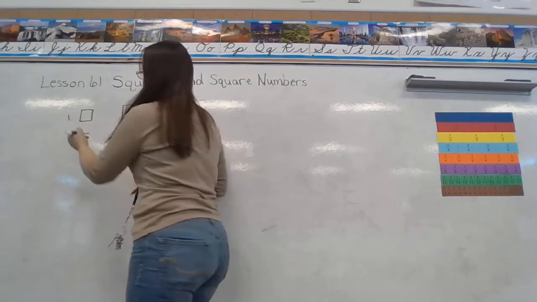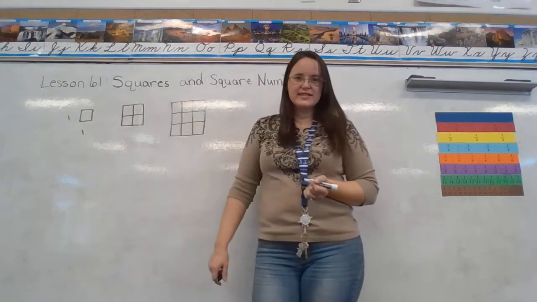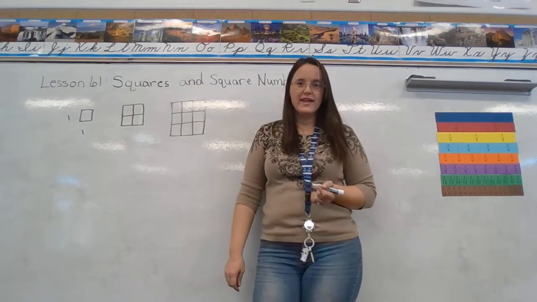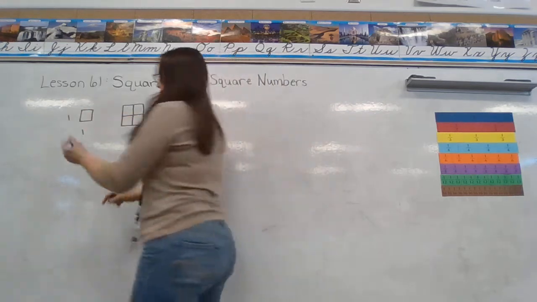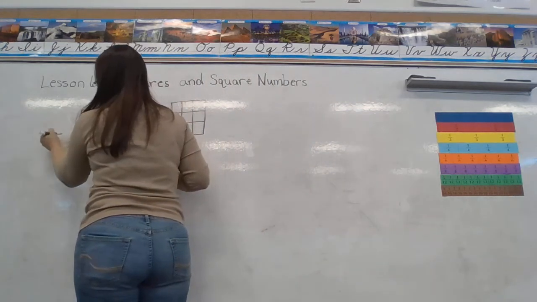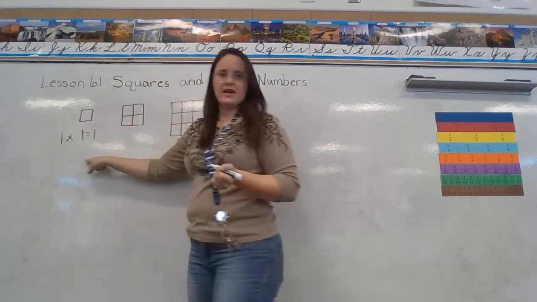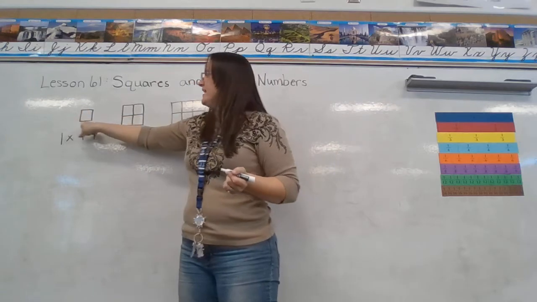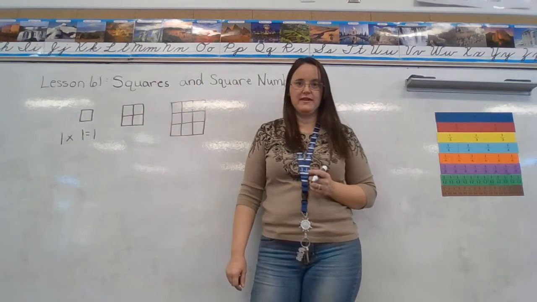So this is 1 unit. And this is 1 unit, and this shows us the multiplication fact, 1 times 1 equals 1. So I'm going to write that down here below. Okay, the side lengths are 1 and 1, and we end up with 1 square unit.